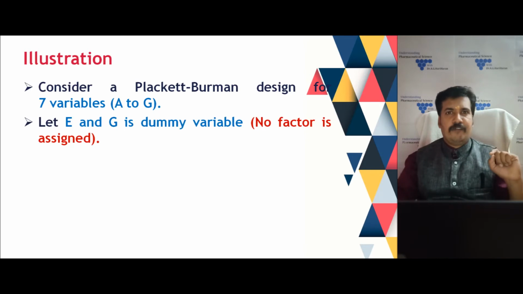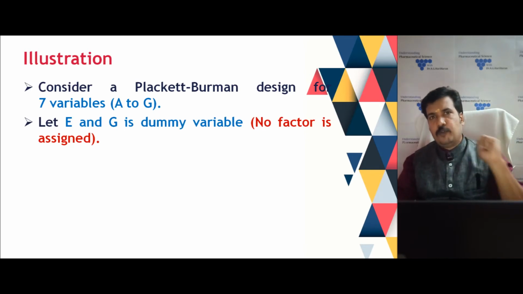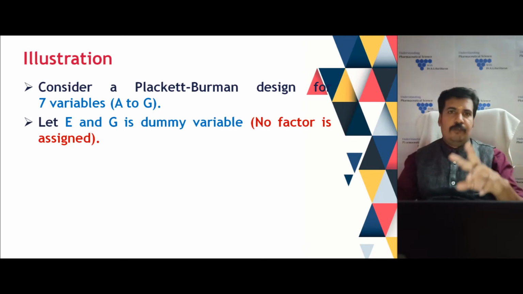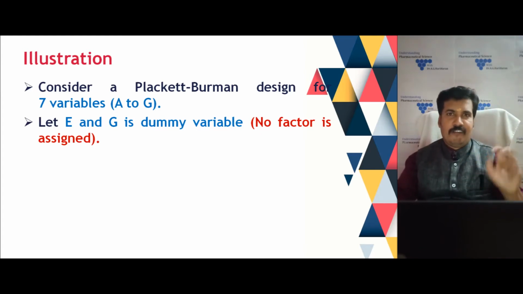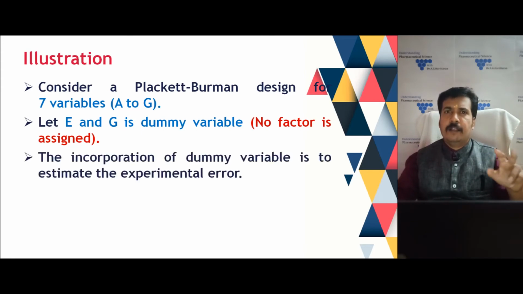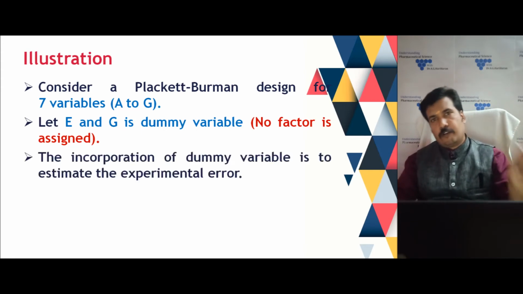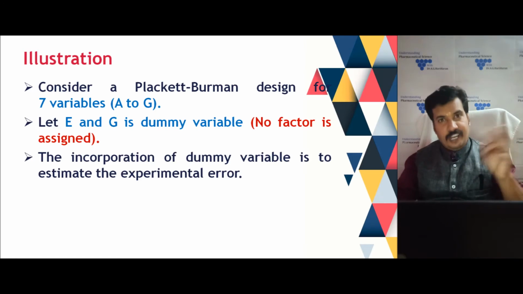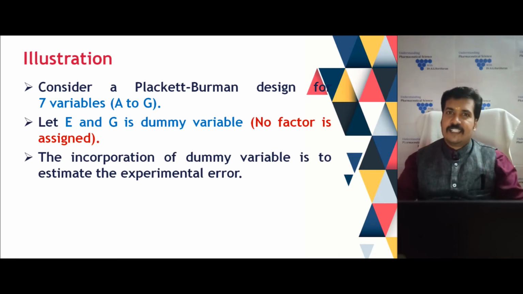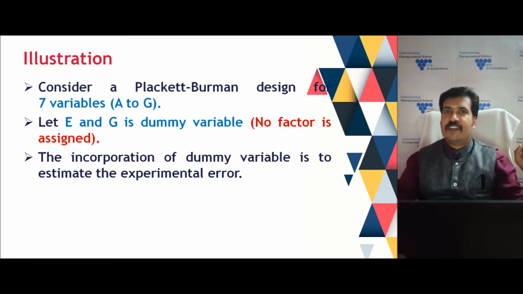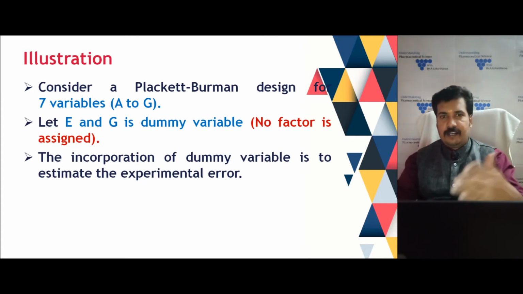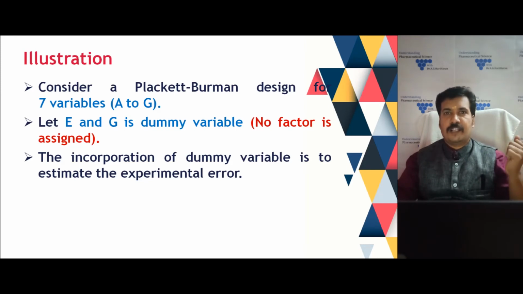Out of these 7 variables, I am taking 2 as dummy variables, to which no factor is assigned. Why are we taking 2 dummy variables? In this I have assigned E and G as dummy variables. The reason we incorporate dummy variables is to check if there is any experimental error or not. If there is an experimental error, we can mathematically nullify it with the other original variables. This we will understand in a little more detail while we perform the calculation.